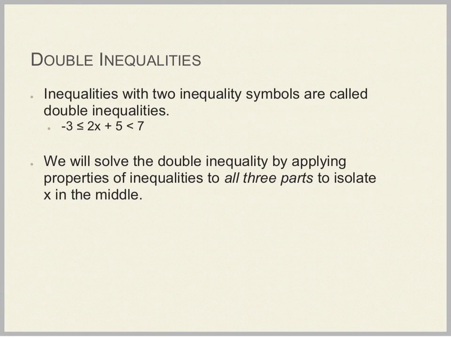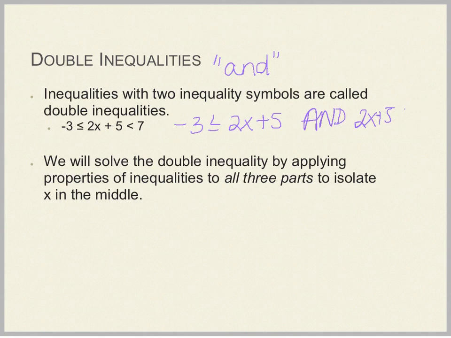Lastly, we want to look at double inequalities. This is an "and" inequality where we can see that negative 3 is less than or equal to 2x plus 5, and 2x plus 5 is less than 7. To solve this, though, we can treat this inequality by isolating the x in the center and applying the properties of inequalities to all three parts.